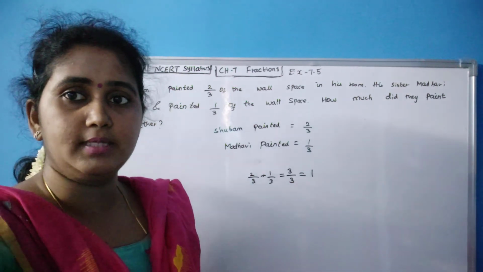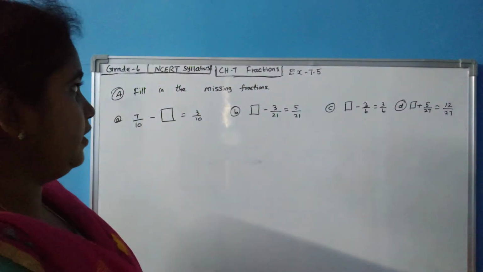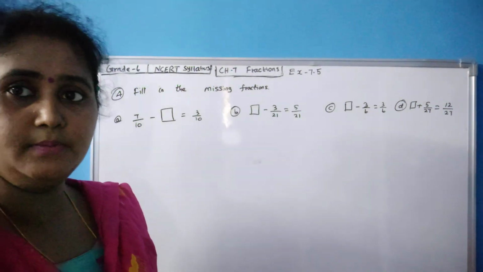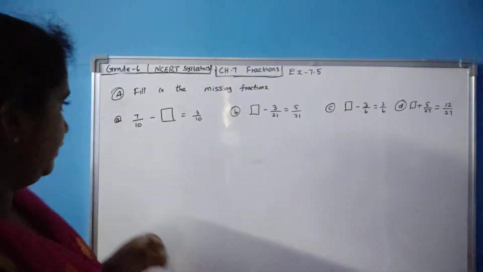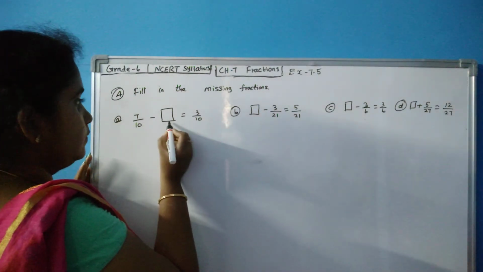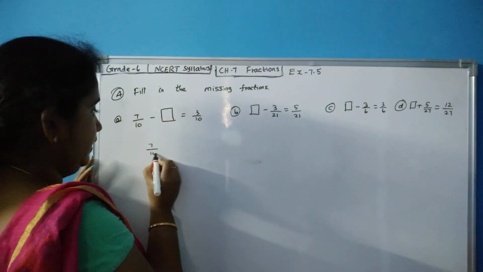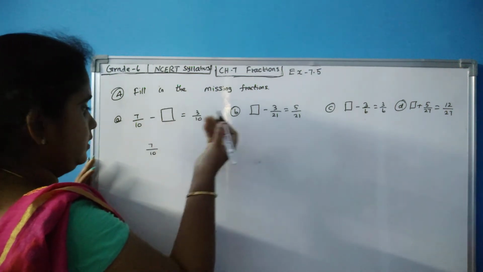Now we'll move on to the next sum. You have to fill in the missing fractions. A box is given, and you have to fill the box with the missing fraction. Now we'll get into the sum. 7 by 10 minus box gives you 3 by 10. Bring the 3 by 10 this side and bring the box that side.